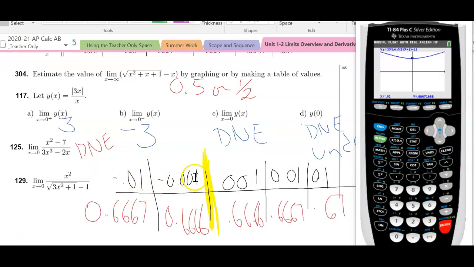As we can see, as we're coming from the left and as we're coming from the right, we're approaching that value of positive 2/3. Therefore, the limit of this function is 2/3.